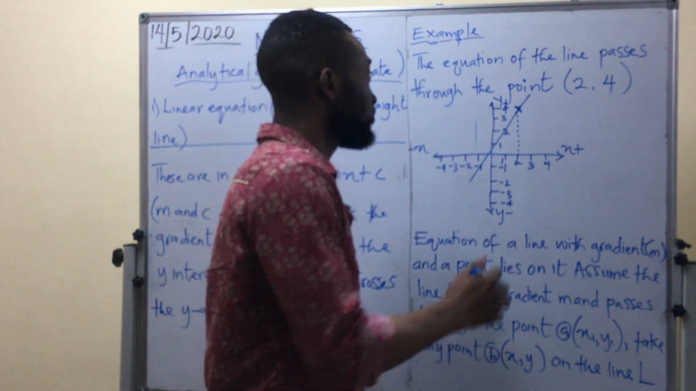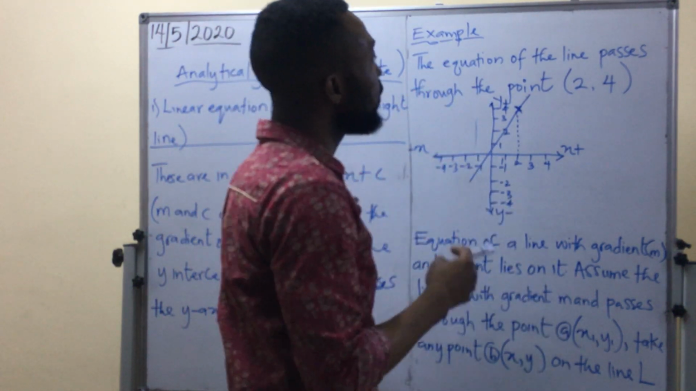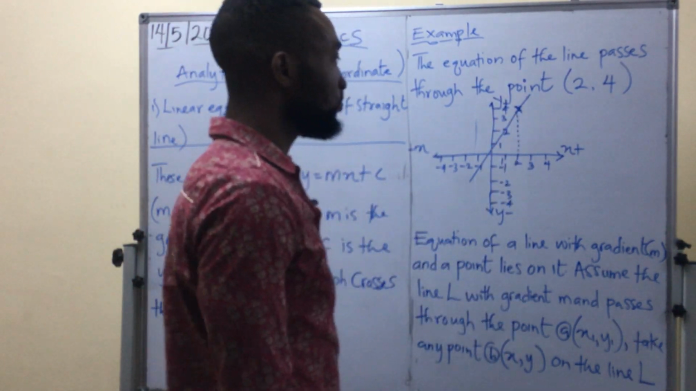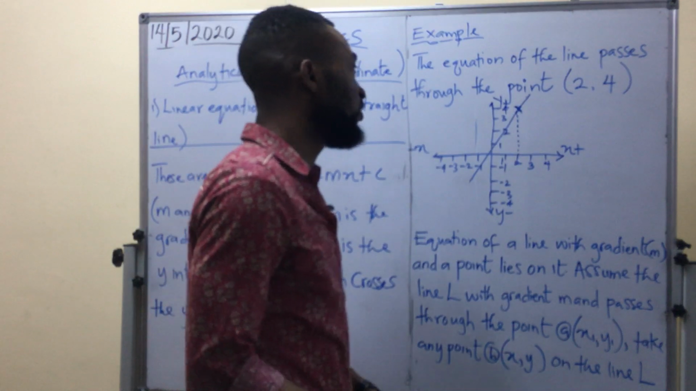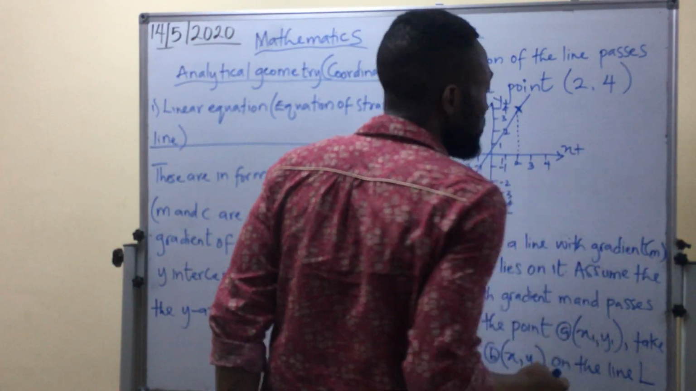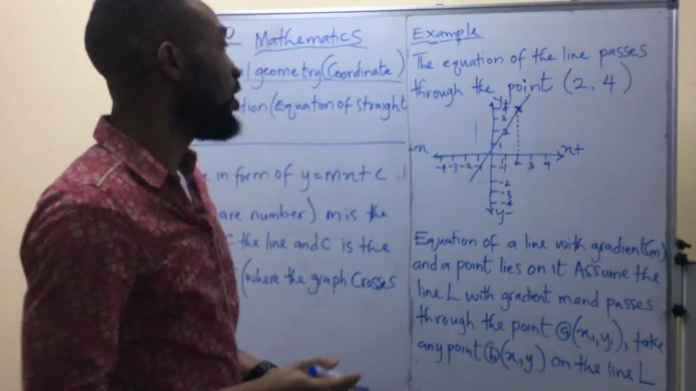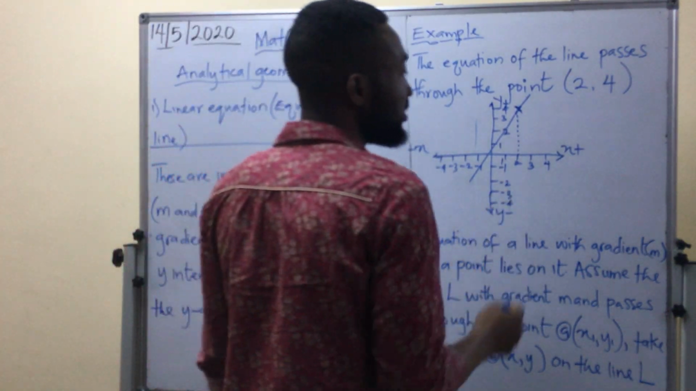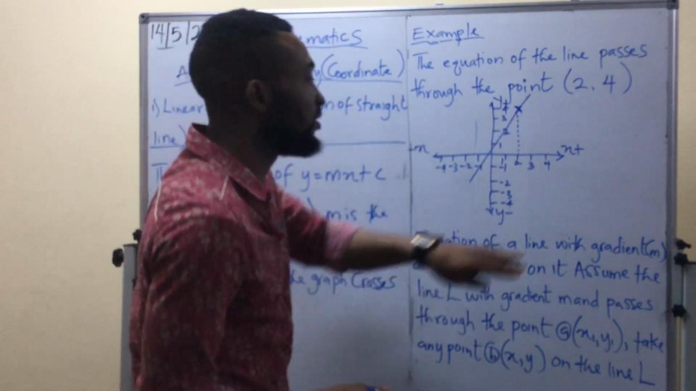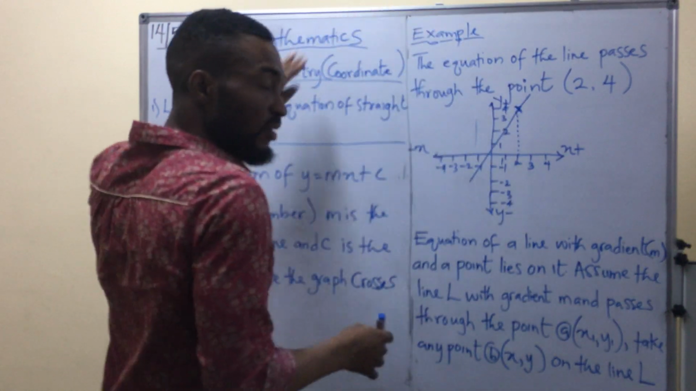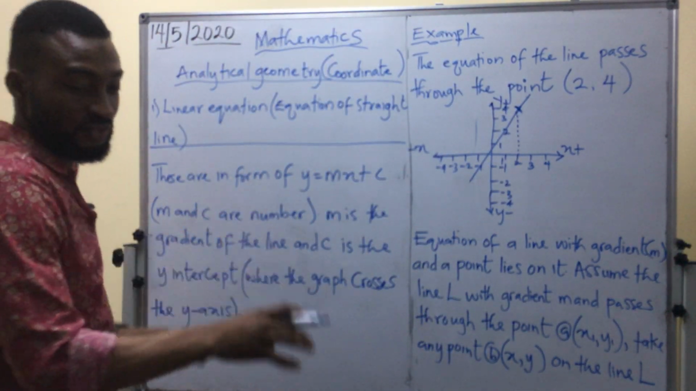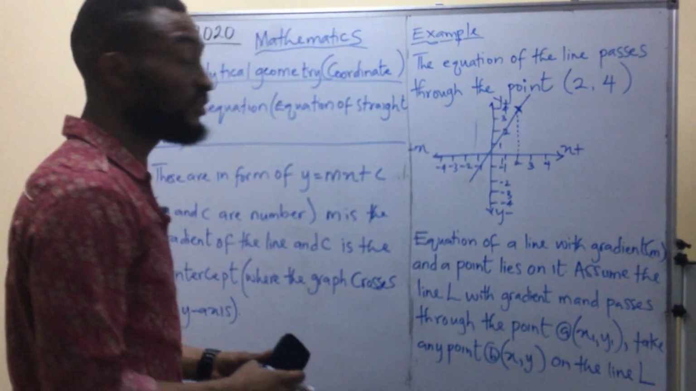Example here says the equation of the line passes through the point 2 and 4, as you can see from the graph here. So according to our Cartesian plane, we all know we take our quadrants from the right-hand side, anti-clockwise. According to our Cartesian plane, I'm going to rub this place off so that I can make some demonstration.